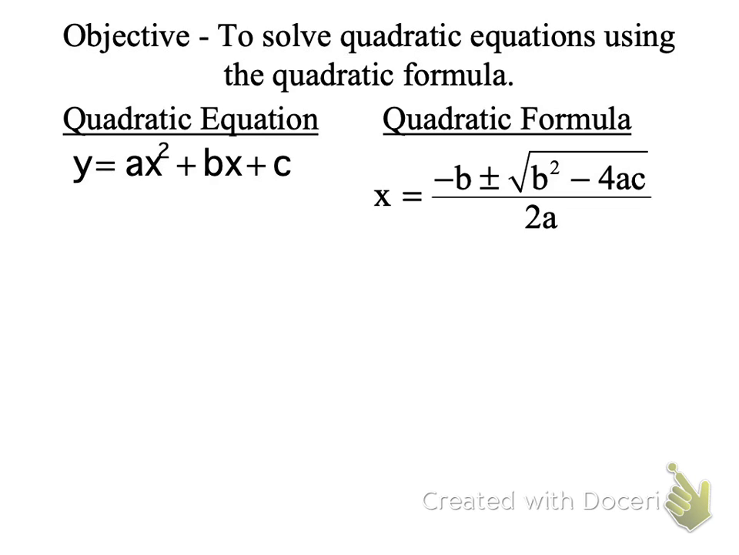Okay, boys and girls, are you guys ready to do this? Ready? 1, 2, 3. X equals negative b plus or minus the square root of b squared minus 4ac all over 2a.